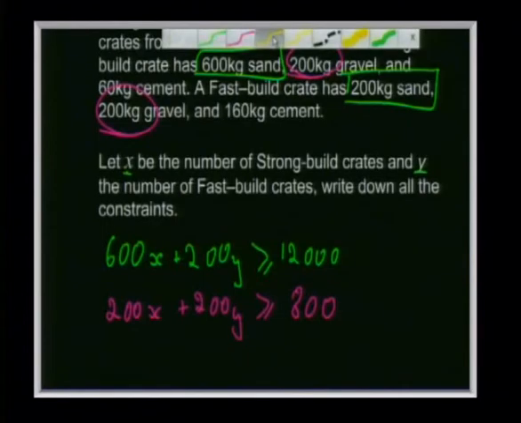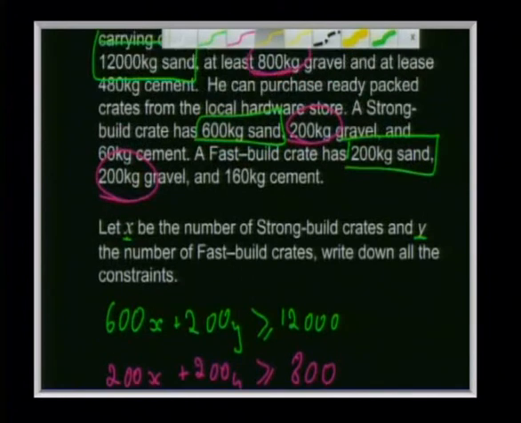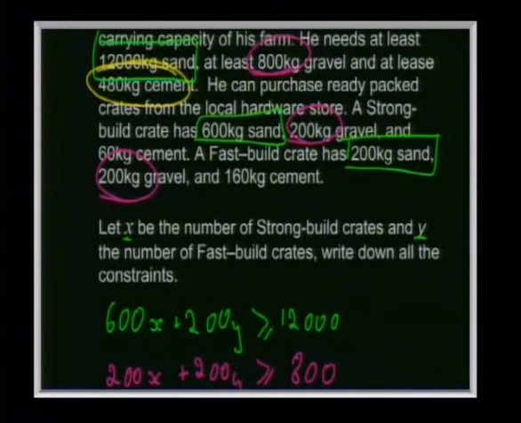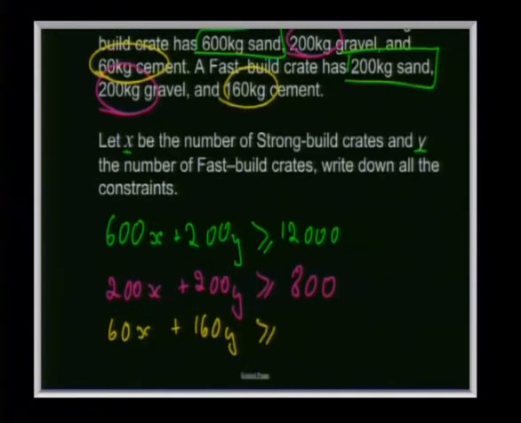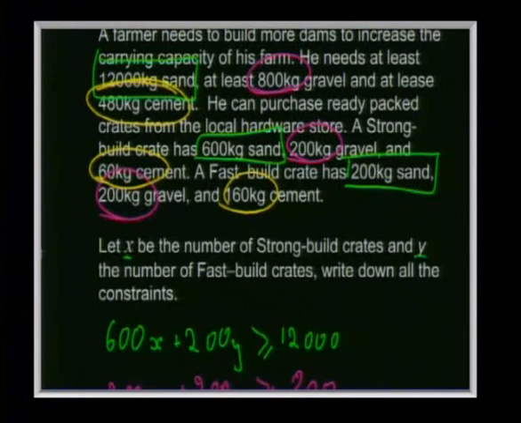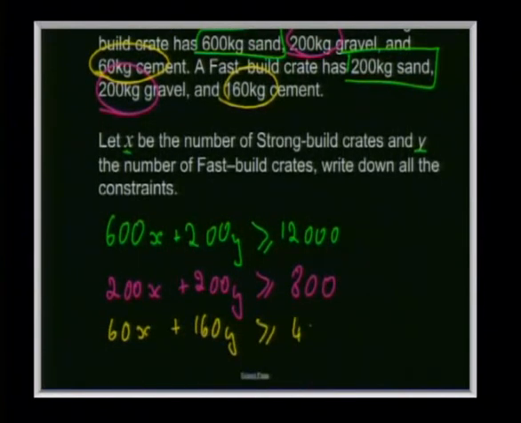Let's look at our last constraint. Our last constraint was talking about cement, 480 kilos of cement. Our x gives us 60. Our y gives us 160. So let's write our constraint: 60x plus 160y must be bigger than or equal to, and how much cement did I need in total? 480. And those are my three constraints.